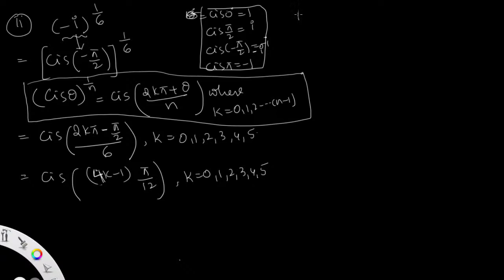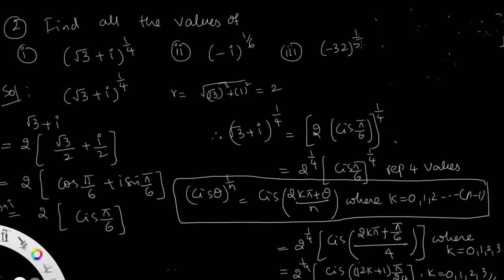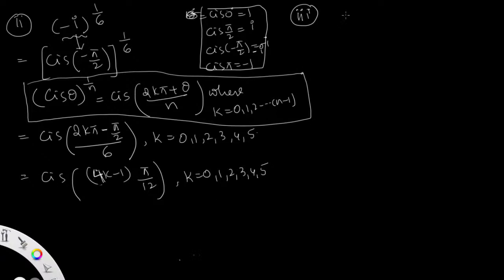Similarly, the third question is given: minus 32 whole to the power of 1 by 5. Now, find out the 32. No need to write 32, write it as minus 32 in fifth powers.